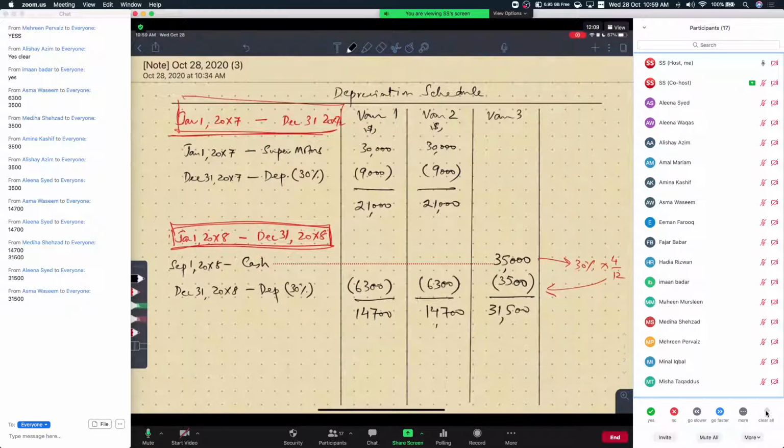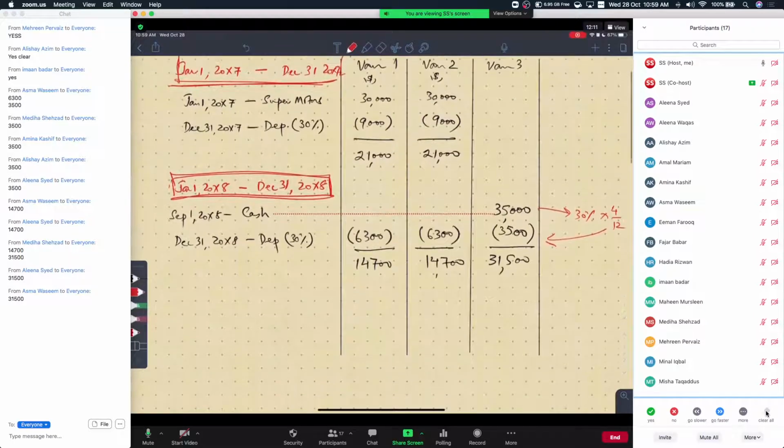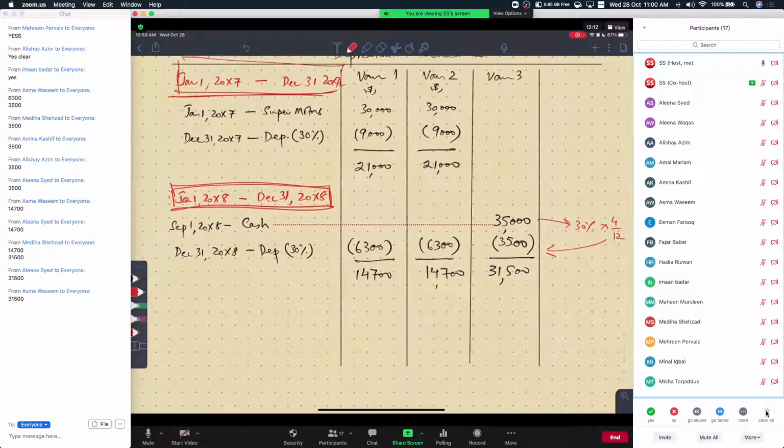Now we move on to the third financial year. So this is exactly what is going to happen every year. For the third financial year, first of all mention its start date and end date so that you never make a mistake on it. So 20x9, 1st of January we start and 31st of December 20x9 is when we finish.